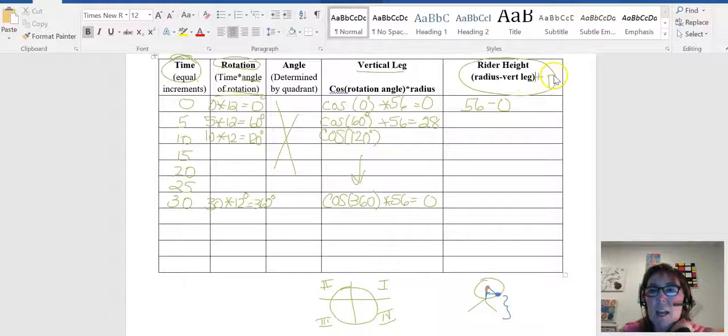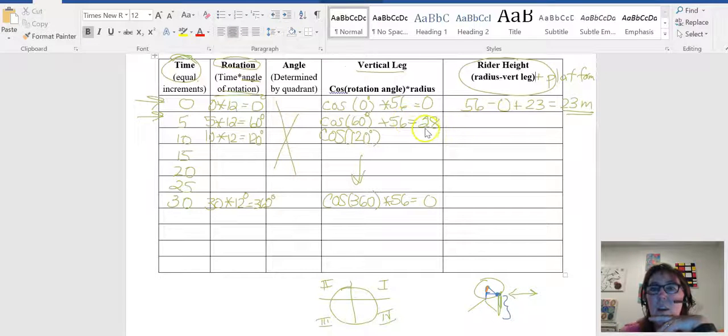Then we need to add the platform height, because the rider is actually already starting 23 meters off the ground. When the person first gets on the ride, they haven't rotated at all, there isn't a vertical leg, and they are currently 23 meters off the ground. After 5 minutes, they've traveled 60 degrees. Down here it demonstrates that would be about 60 degrees, so you can tell you're a little higher than the platform.